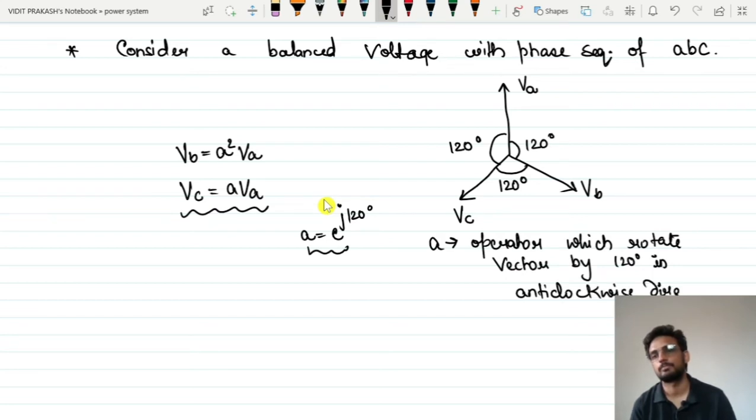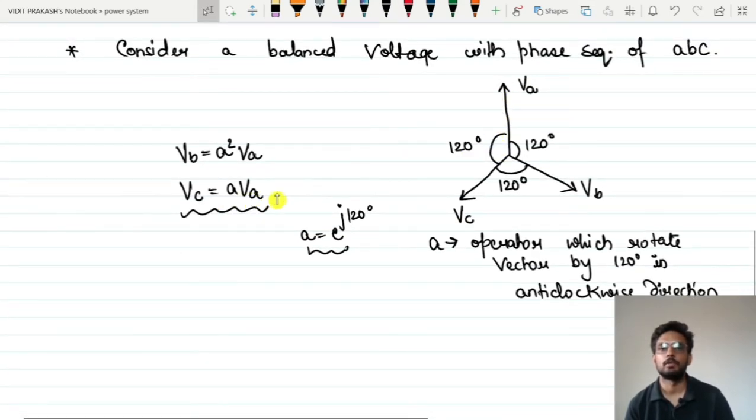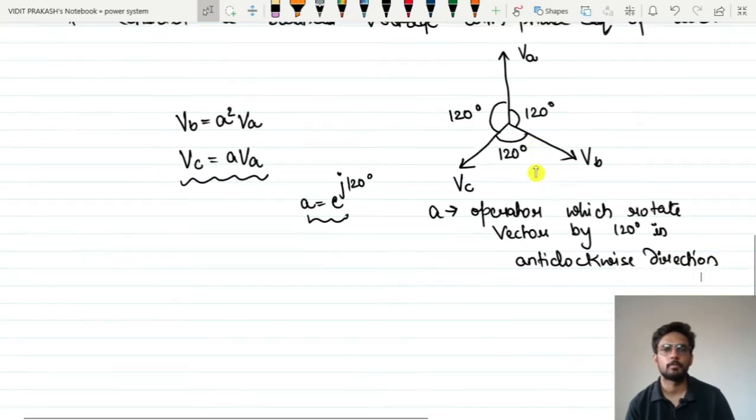Okay, so what about VB? That is A square VA. A square means what will be the angle? That is 120 degree. A square means e to the power j 240, right? So it will rotate vector A by 240 degree in anti-clockwise direction. Okay.